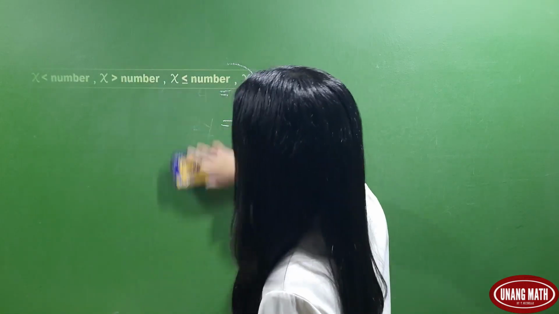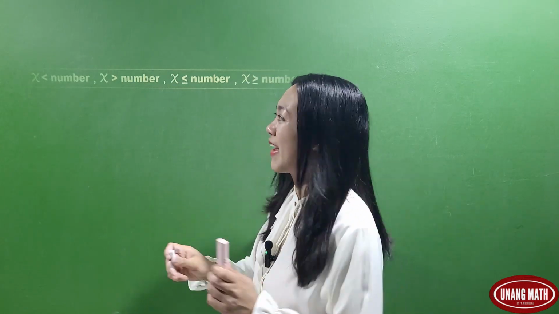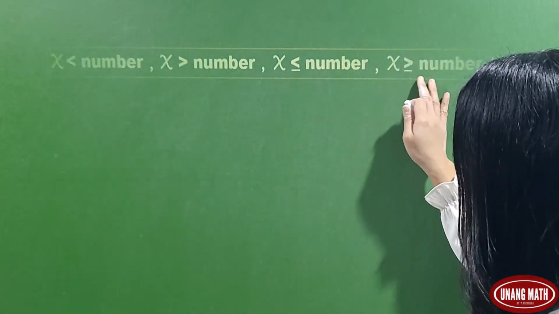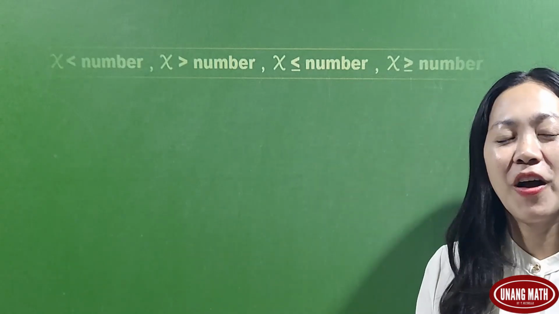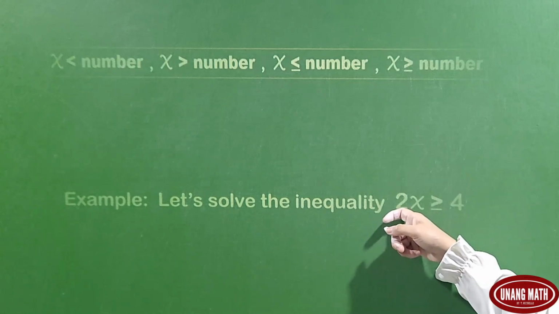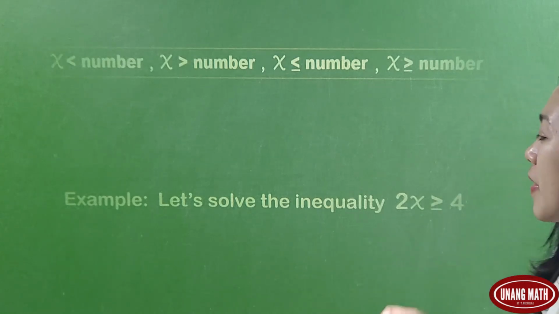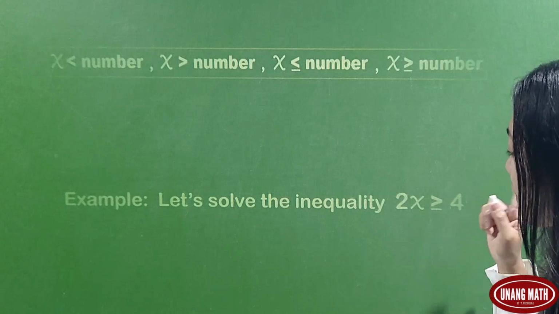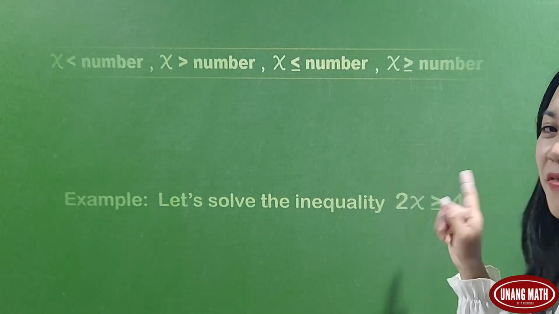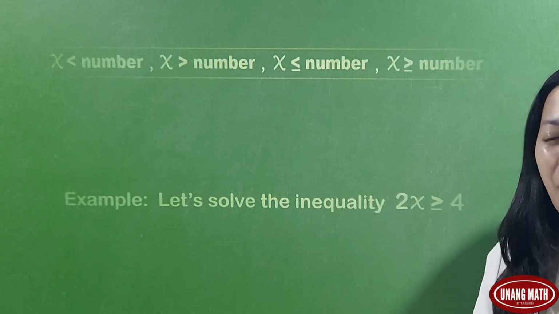Okay, we already know that an inequality uses inequality symbols or signs. We have here less than, greater than, less than or equal to, and greater than or equal to. Okay, let's give an example. Let's solve this inequality: 2x is greater than or equal to 4. You just have to remember that if we are solving an inequality, we are trying to find the solutions or the value of the variable. And we will just follow the same procedures in solving equations.